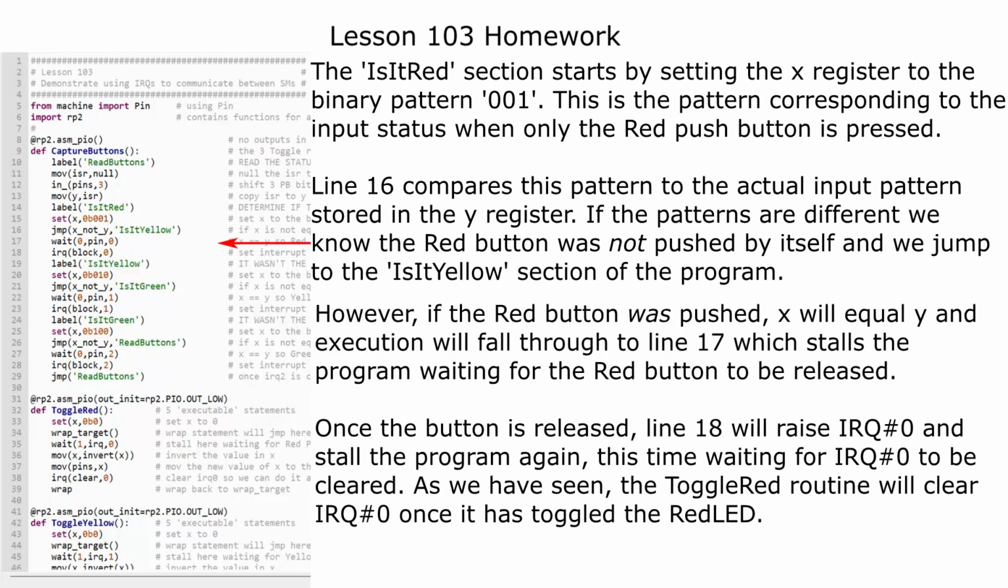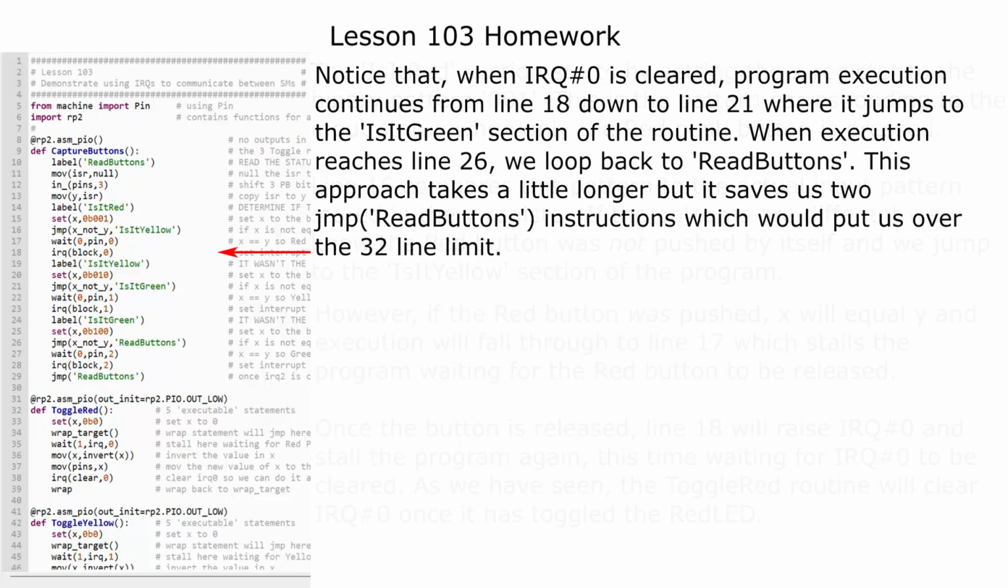However, if the red button was pushed, X will equal Y, and execution will fall through to line 17, which stalls the program waiting for the red button to be released. Once the button is released, line 18 will raise IRQ0 and stall the program again, this time waiting for IRQ0 to be cleared. As we have seen, the toggle red routine will clear IRQ0 once it has toggled the red LED. Notice that when IRQ0 is cleared, program execution continues from line 18 down to line 21, where it jumps to the Is It Green section of the routine.